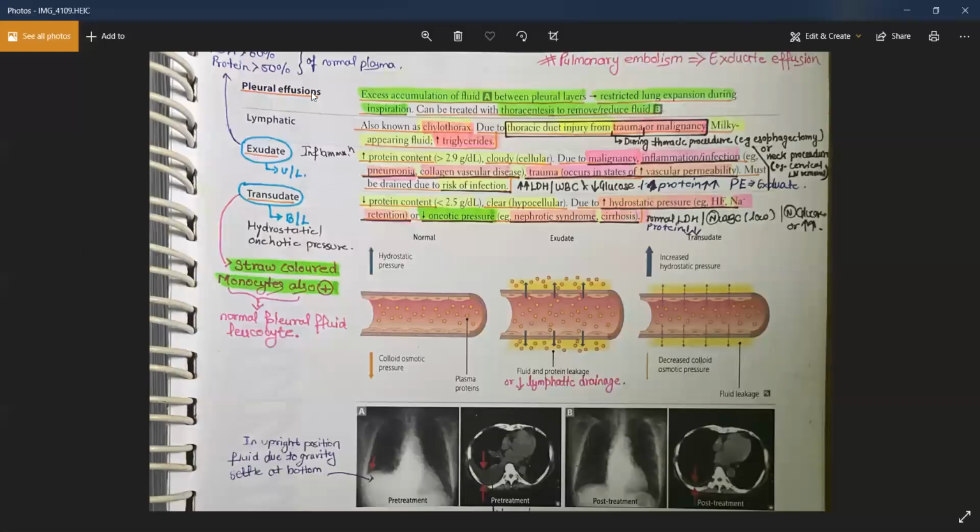So if you somehow get a blockage in the lymphatic vessels, you will get this fluid again. So now let's discuss the lymphatic causes first. Because of damage to the lymph vessels directly, you can have a loss of lymphatic fluid. This will enter the pleural space and you will get the lymphatic type of pleural effusion.